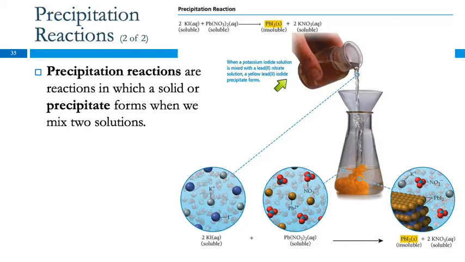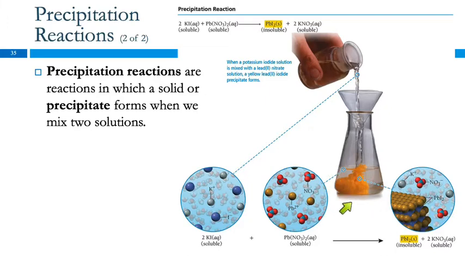Up here in this solution, we have potassium iodide, and we learned from our study of the solubility rules that potassium compounds are always soluble. So here we have potassium ions and iodide ions. In this flask, we have lead nitrate. Lead 2 ions and nitrate ions. We learned that nitrate compounds are always soluble.